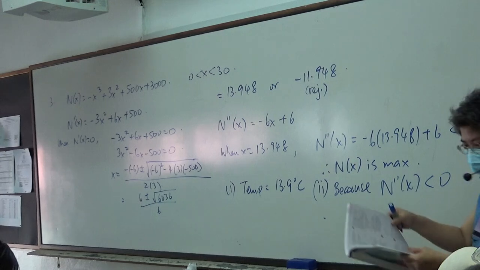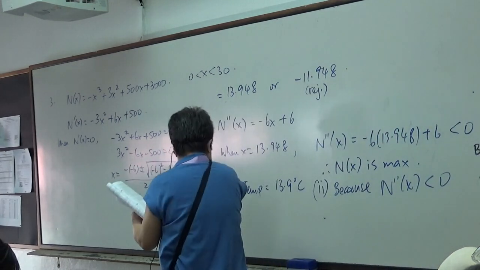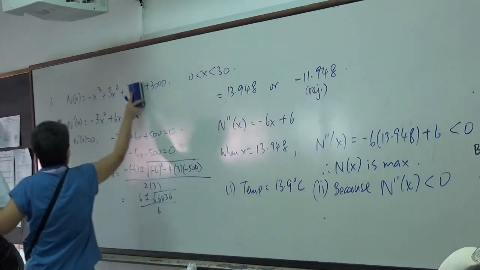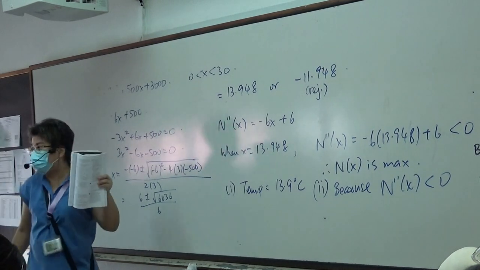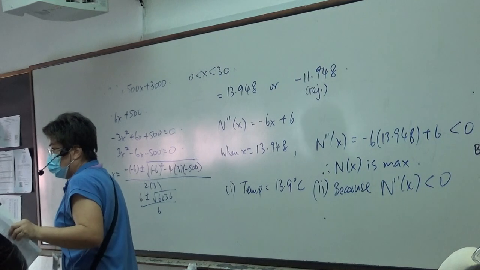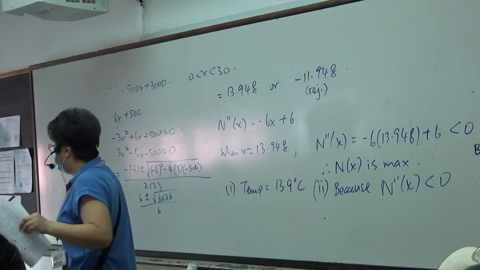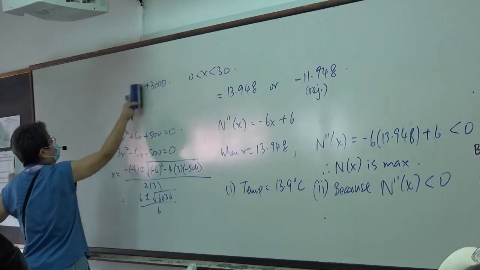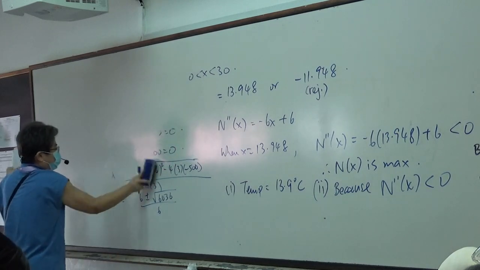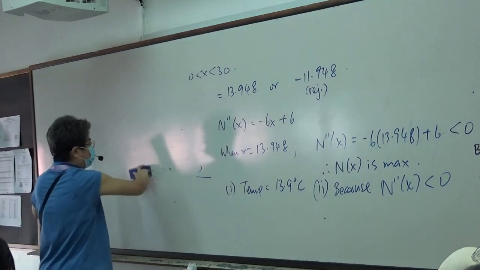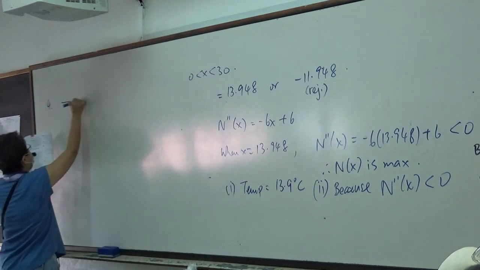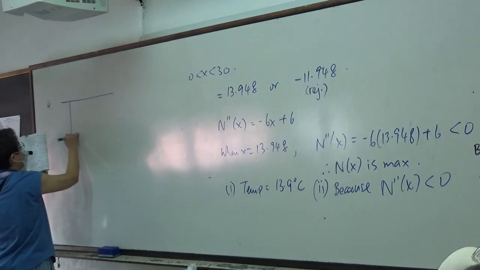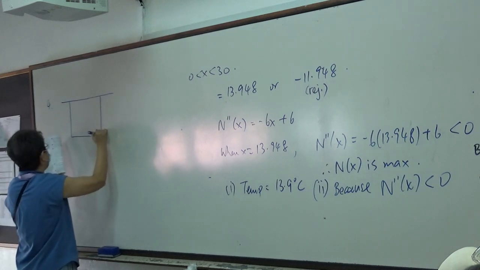Question number 4. I gave you number 8, no? I did half already there. Can you see, 50% discount? You understand? Okay, number 4. Can you draw the diagram for me first? Some people refuse to draw the diagram. I don't know why.